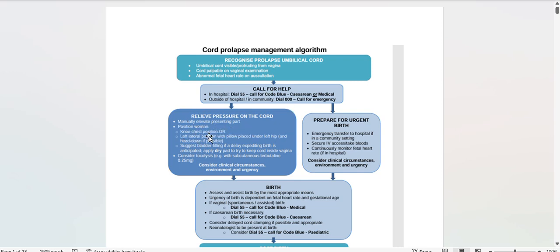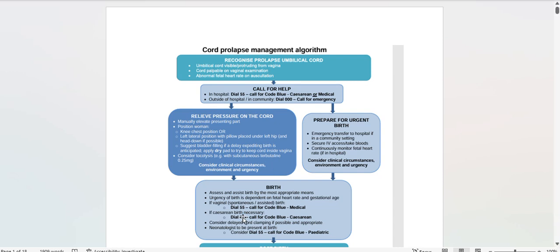Position the woman in knee chest position or left lateral position with pillow placed under left hip and head down if possible. Suggest bladder filling if a delay expediting birth is anticipated. Apply dry pad to try to keep the cord inside the vagina. Consider tocolysis, for example with subcutaneous terbutaline. Consider clinical circumstances, environment, and urgency.